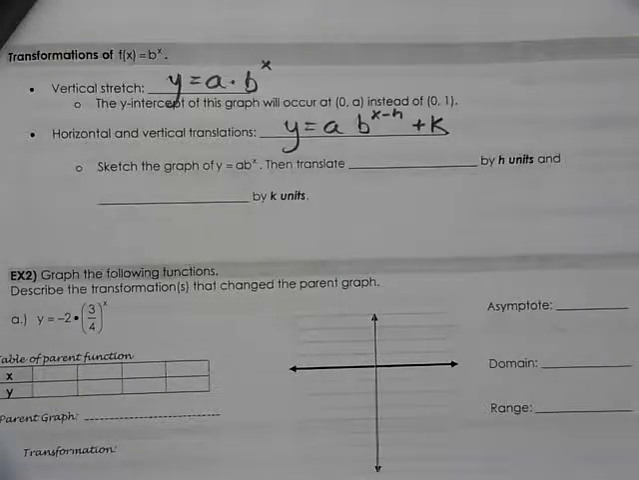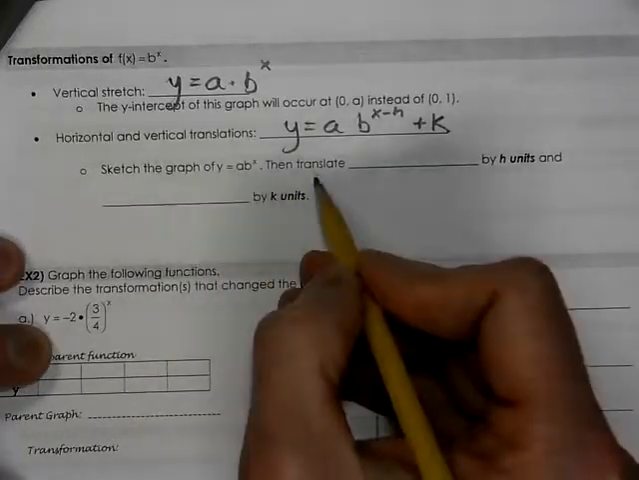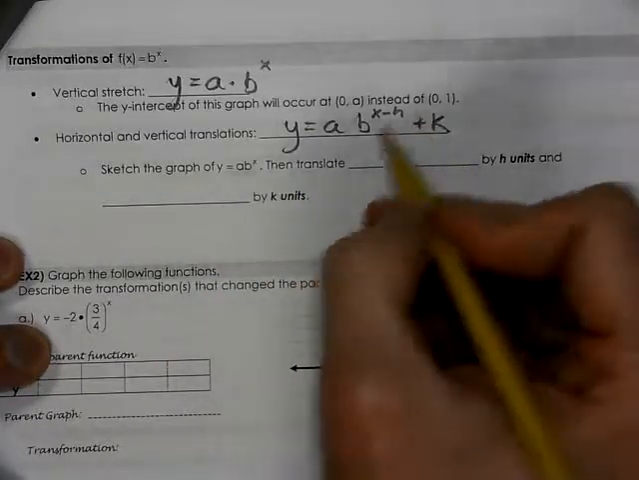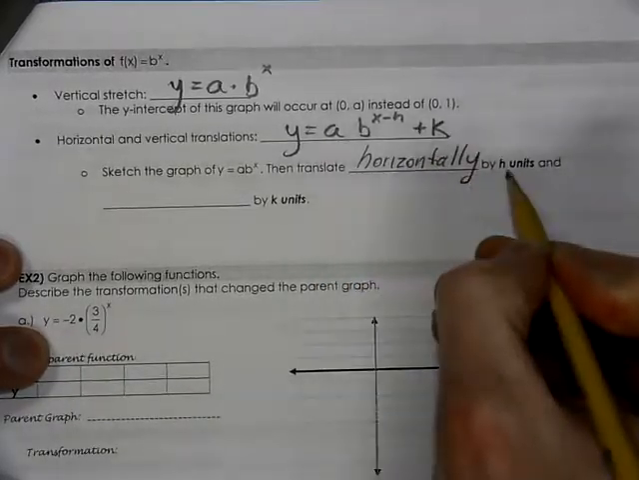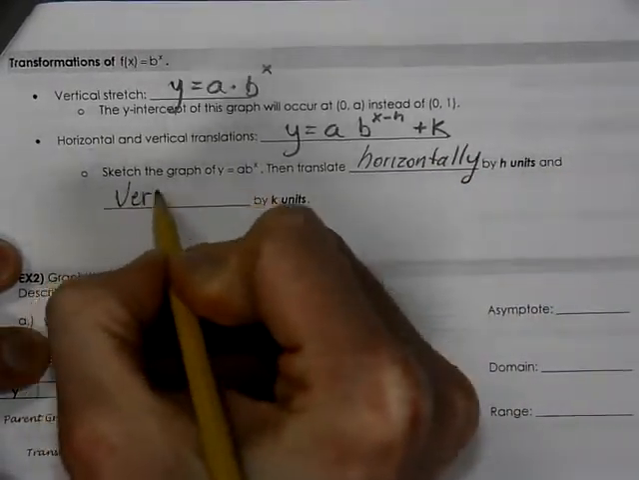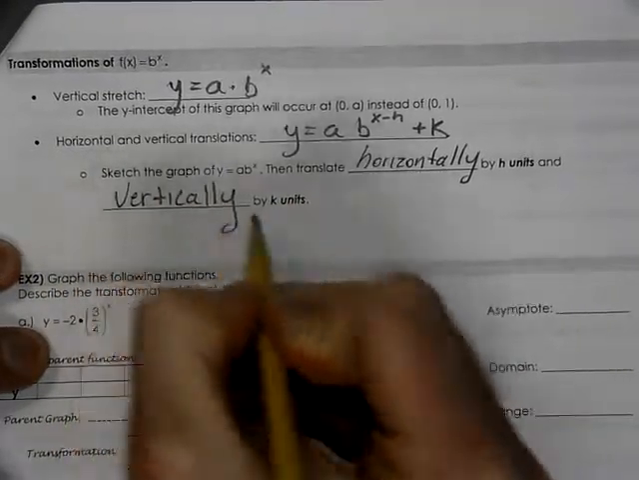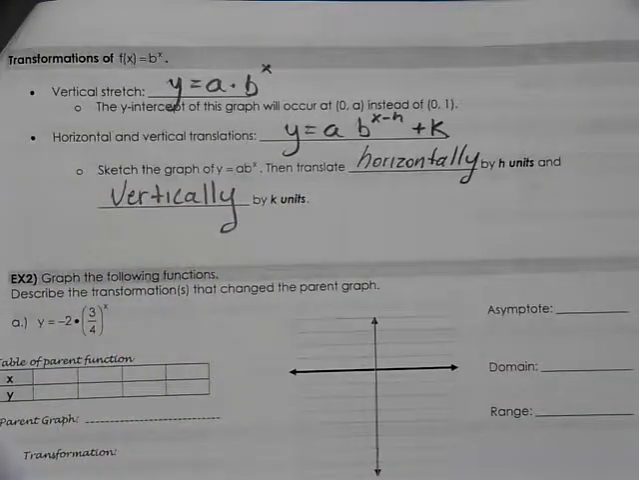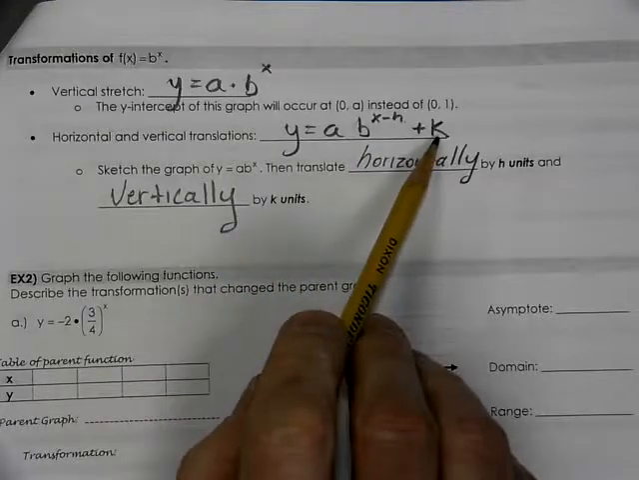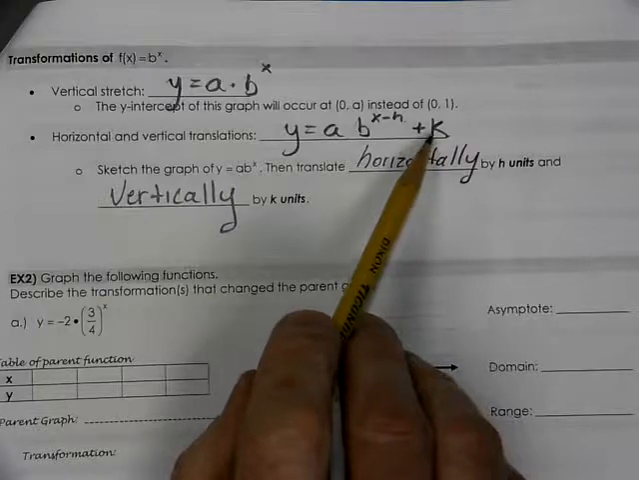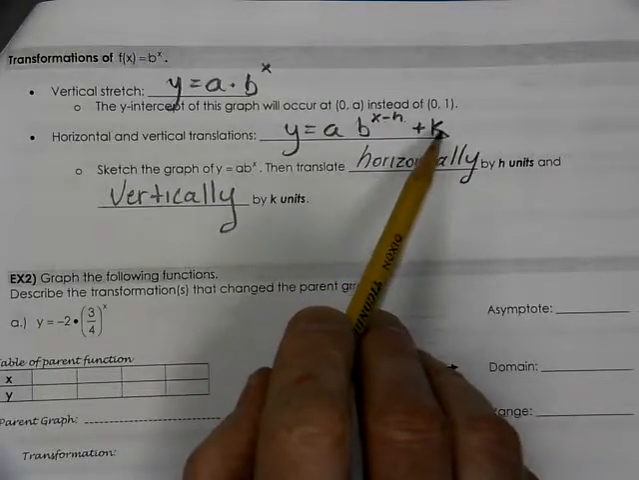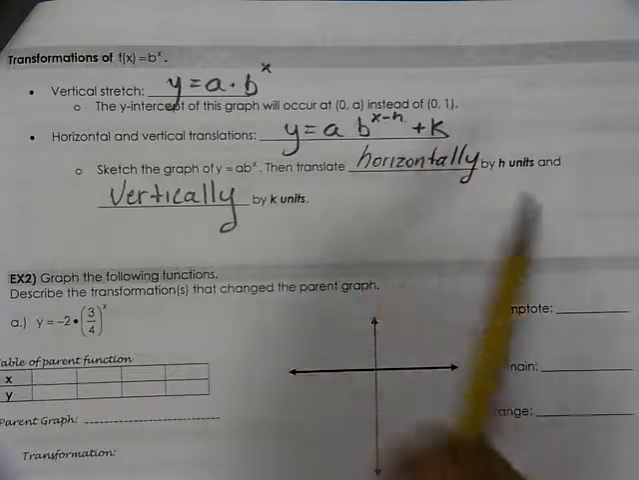The b value could be between 0 and 1. We're going to stretch the graph, and then we will translate it horizontally h units and vertically k units. So our h and k, remember, it's always the opposite of what's inside here, and it's that amount. It's the opposite and the exact value of k. Opposite of the h, exact value of the k.